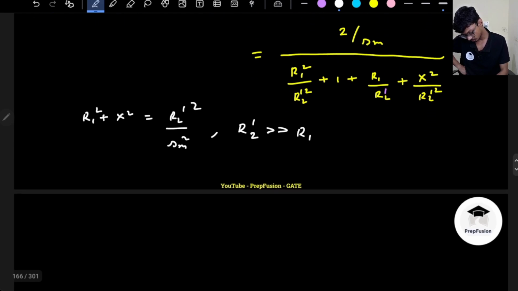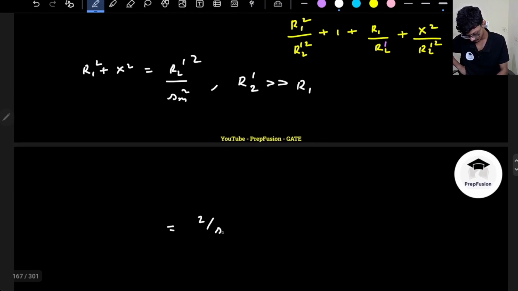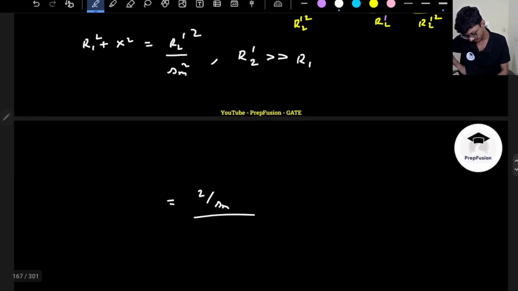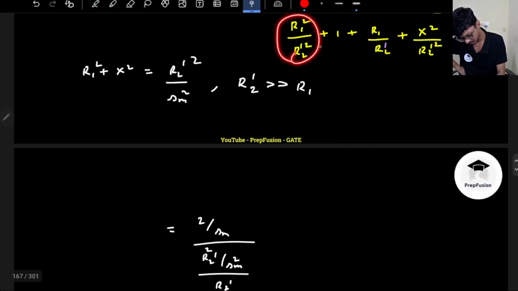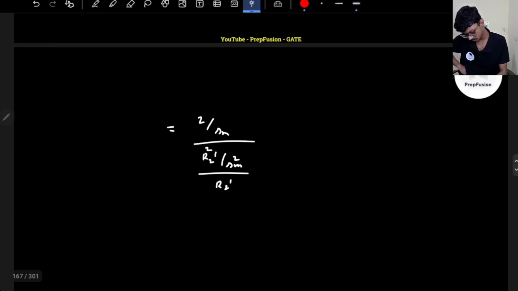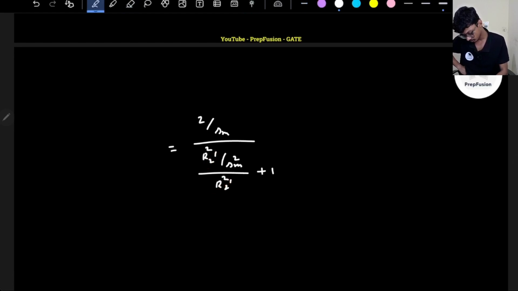So here at the top I have 2 by SM, and in the bottom I have R2 dash divided by SM whole square, and divided by R2 dash. I'm just combining these numbers. R2 dash whole square is there in the bottom, so this will get cancelled, plus 1 is also there.